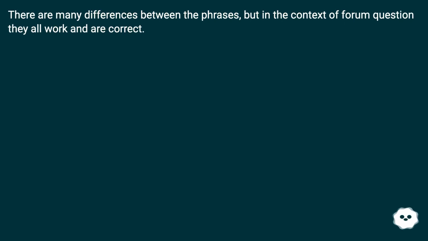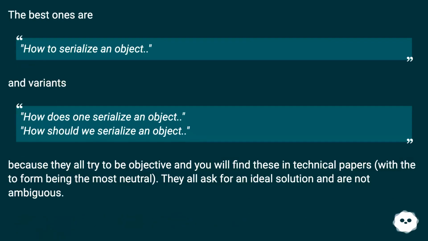There are many differences between the phrases, but in the context of a forum question they all work and are correct. The best ones are: how to serialize an object, and variants. How does one serialize an object? How should we serialize an object? Because they all try to be objective, and you will find these in technical papers, with the to form being the most neutral. They all ask for an ideal solution and are not ambiguous.